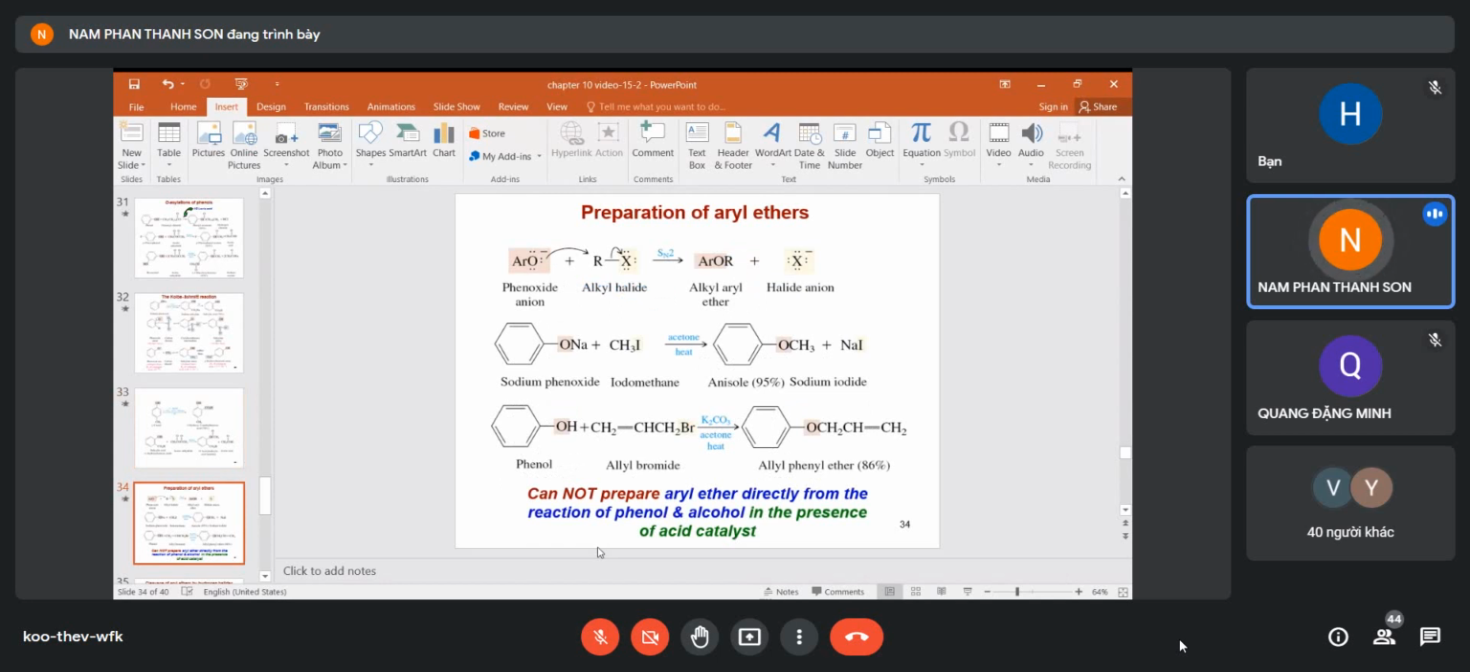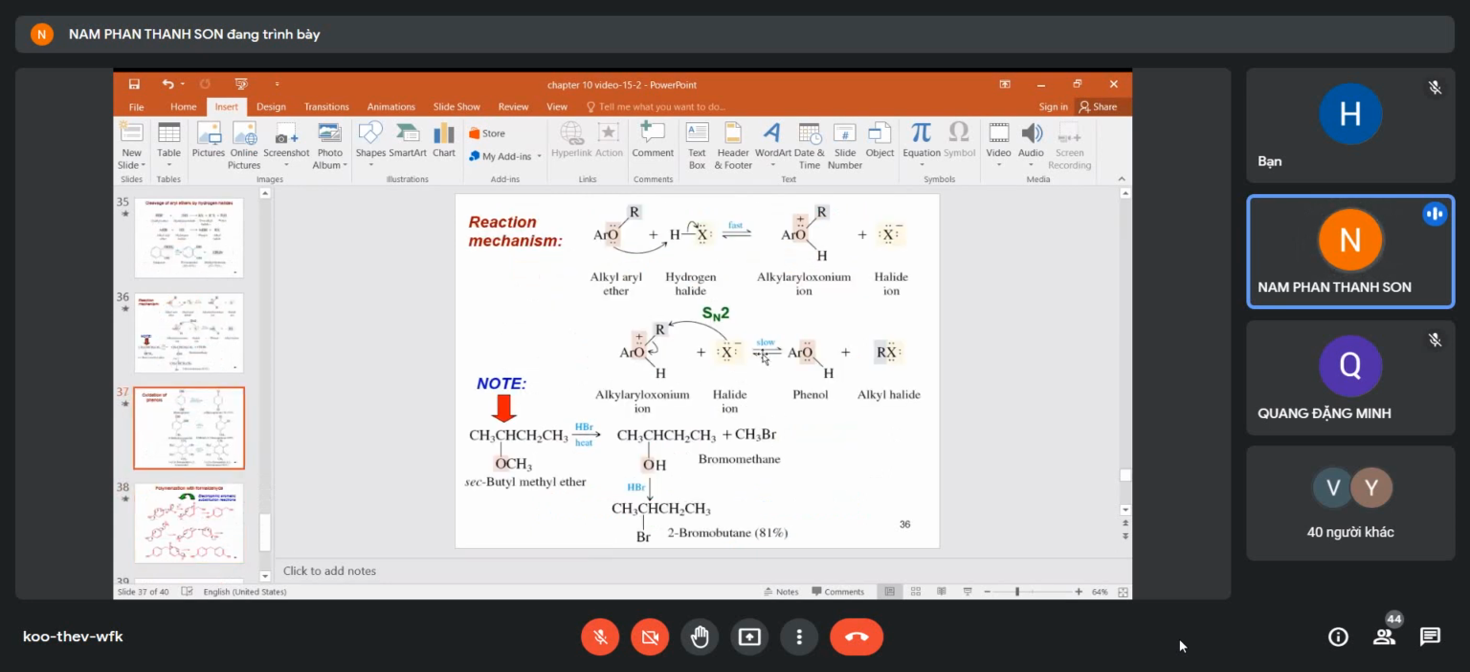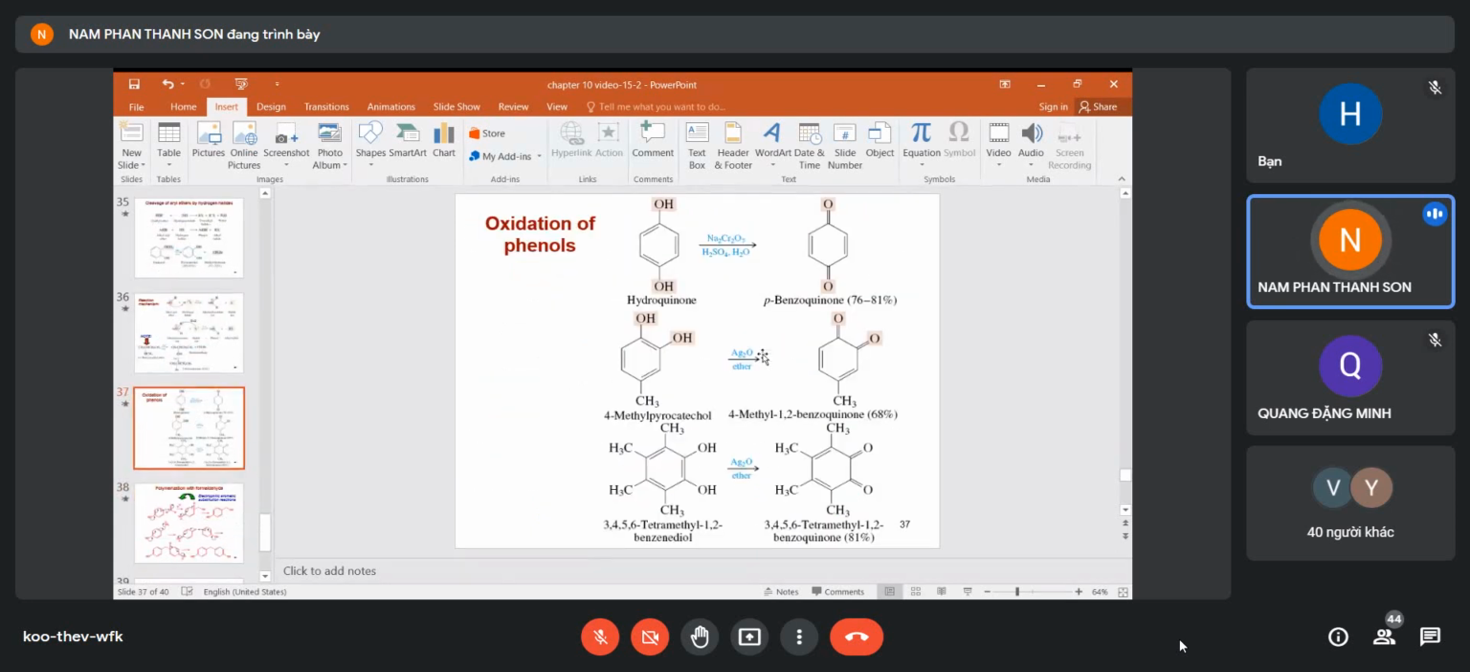If you want to make aryl ether, actually this is the Williamson ether synthesis. You studied this reaction last week. Ignore this reaction. There's nothing wrong with this reaction, but we don't use it in organic synthesis, so you can ignore this one. You can also ignore the oxidation reaction of phenols. We will not have an exam on this reaction.